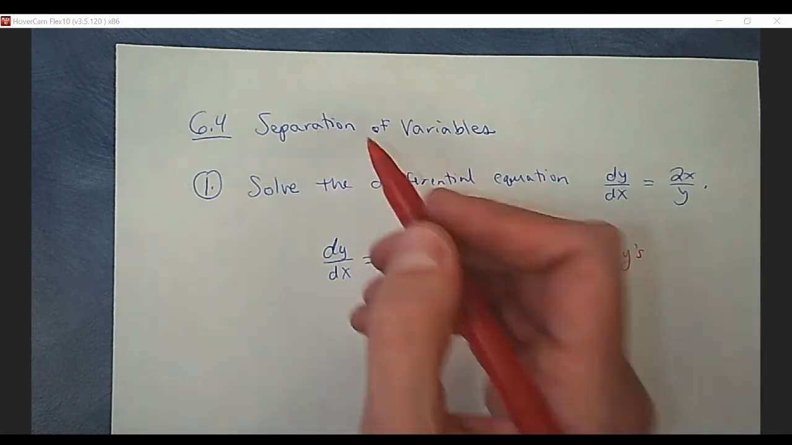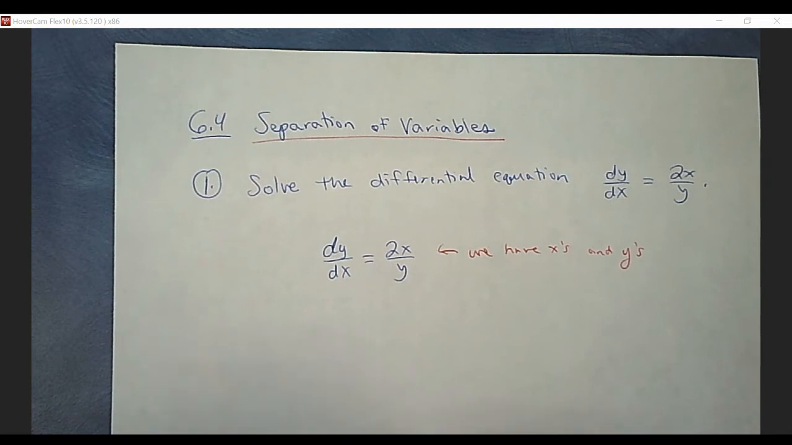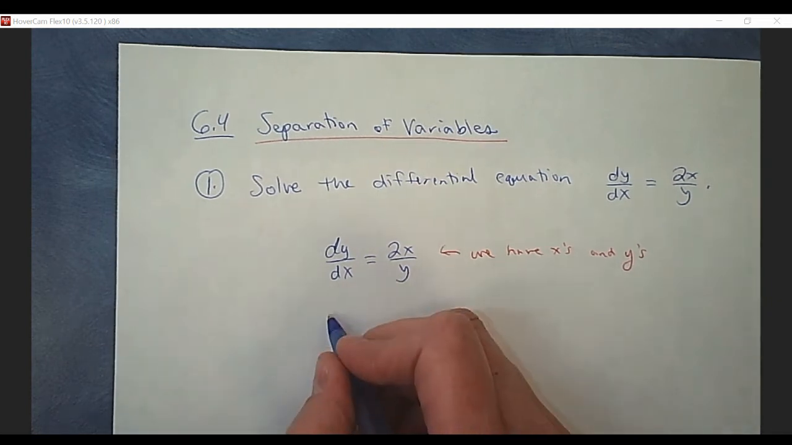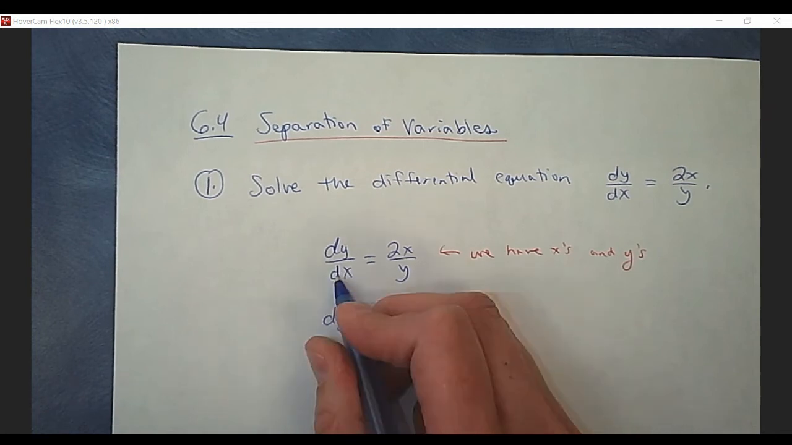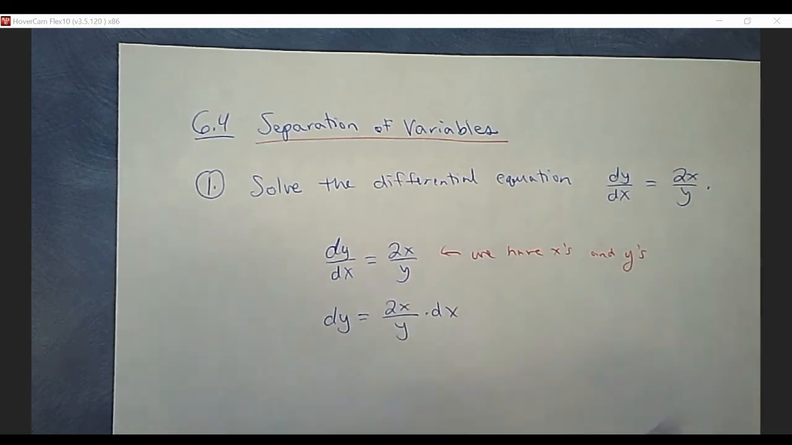So what we do is we use this new technique called the separation of variables. And here's how that works. My first step is to move dx to the other side. So I'm going to treat these as two separate quantities, and I'm going to move dx to the other side, kind of like I'm multiplying both sides by dx.